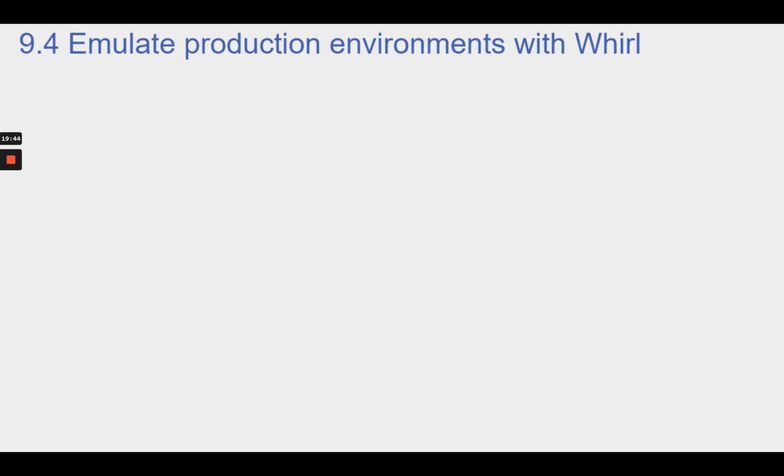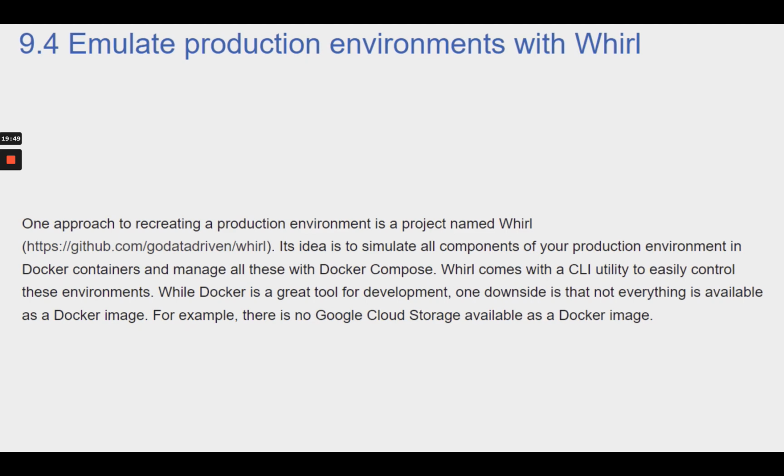Section 9.4. Emulate production environments with Whirl. One approach to recreating a production environment is a project named Whirl. See this link. Its idea is to simulate all components of your production environment in Docker containers and manage all these with Docker Compose. Whirl comes with a CLI utility to easily control these environments. While Docker is a great tool for development, one downside is that not everything is available as a Docker image. For example, there is no Google Cloud Storage available as a Docker image.